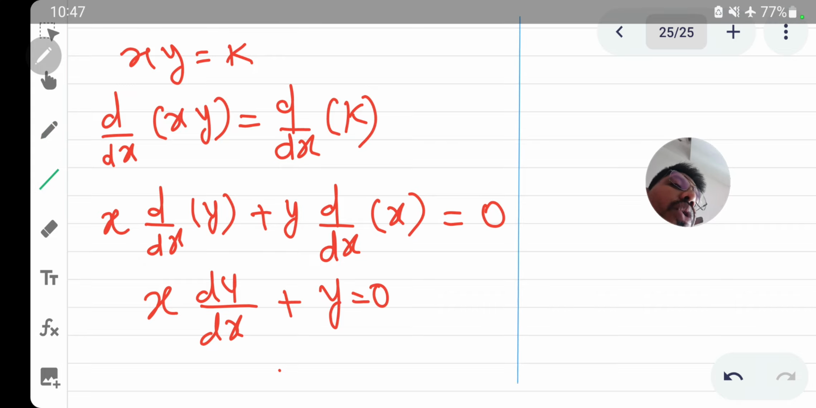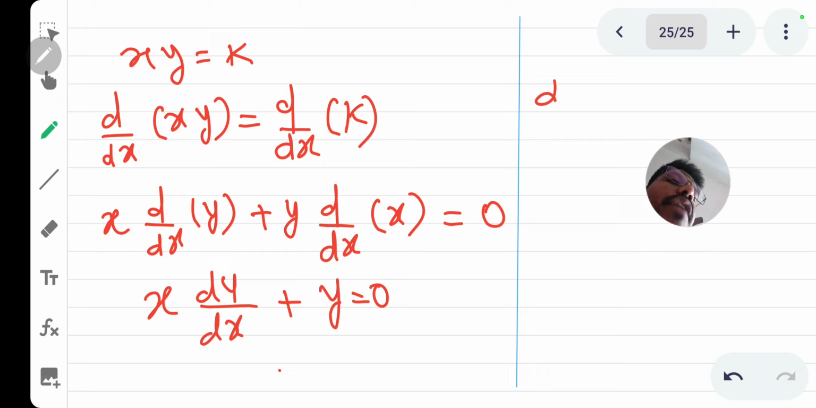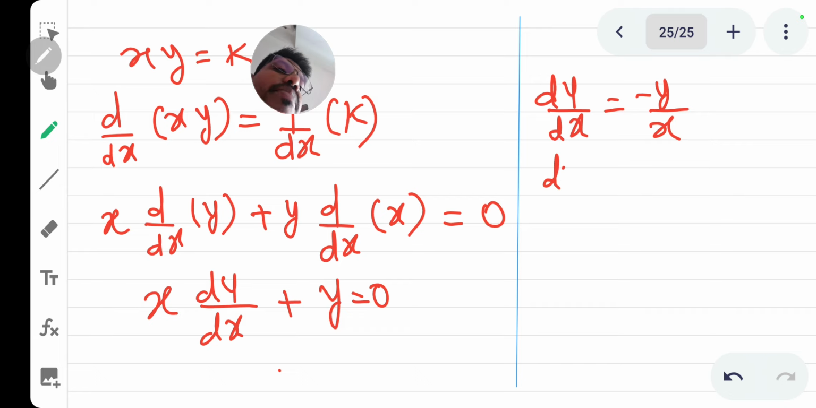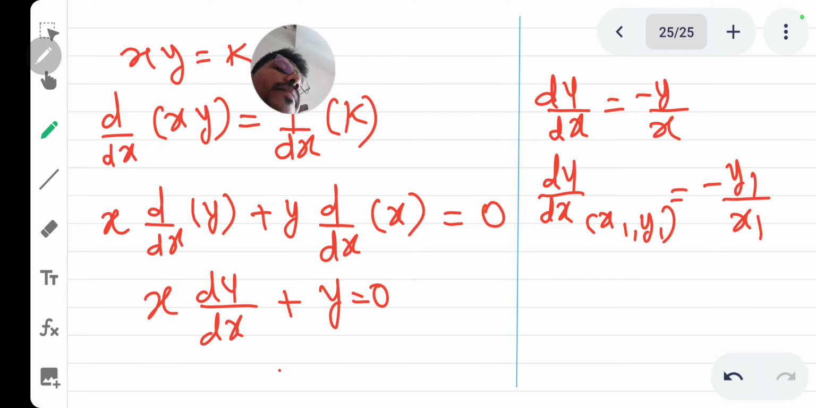This gives x dy by dx plus y equals 0. Now your dy by dx comes out to be minus y by x, but this is a general slope. What I need is at the point (x1, y1), the point of intersection, which comes out to be minus y1 by x1. So m2 is minus y1 divided by x1. m2 is the slope of the tangent at the point (x1, y1) with respect to the curve c2, which is xy equals k. Very good.